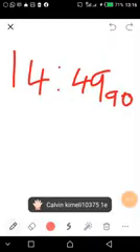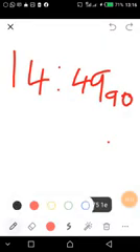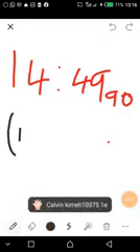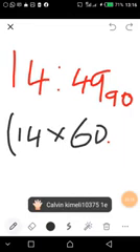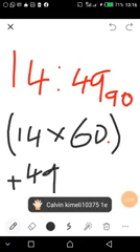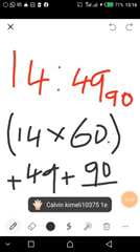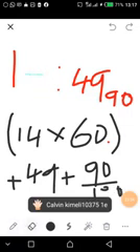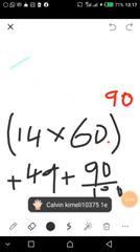Hebu tuanze procedure, tuanze 14 times 60. Close the bracket. Plus 49. Plus 90 over 100. Yeah, good. 90 over 100. So 14 times 60 tunapata ngapi? 14 times 60, how many seconds?